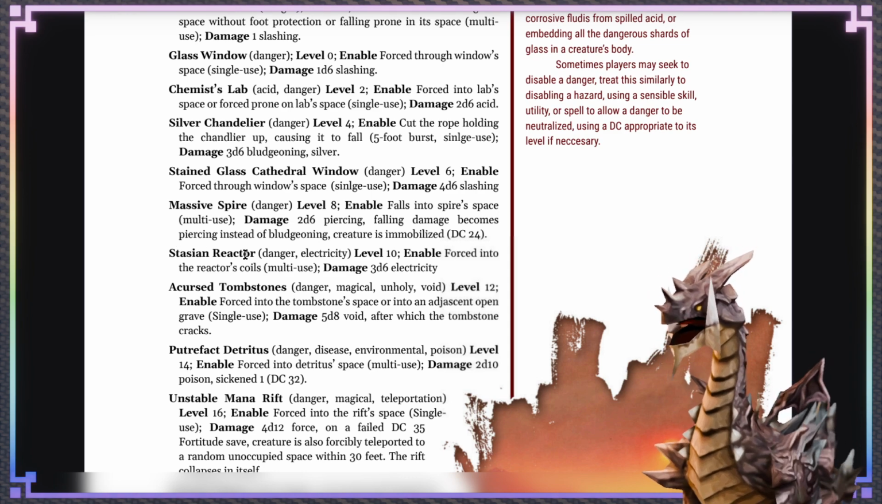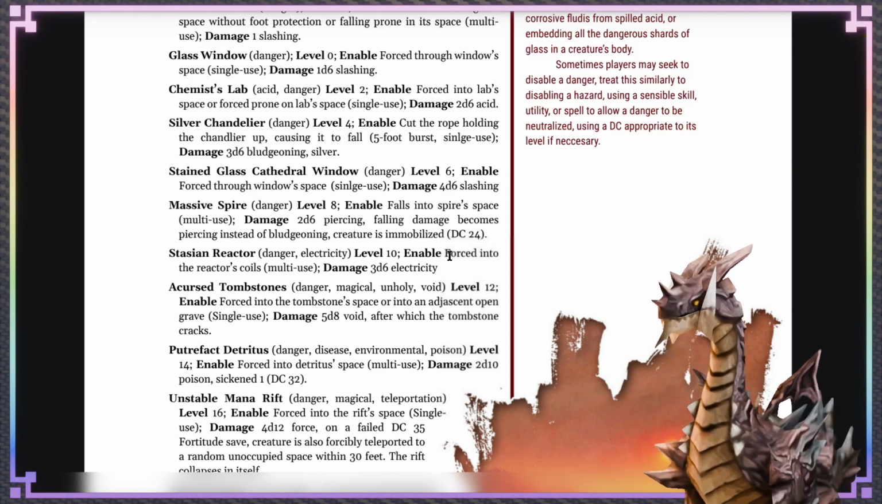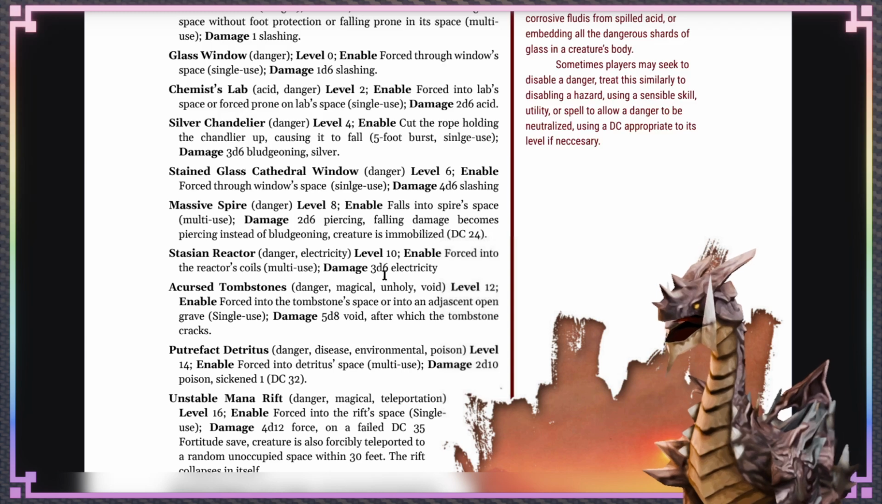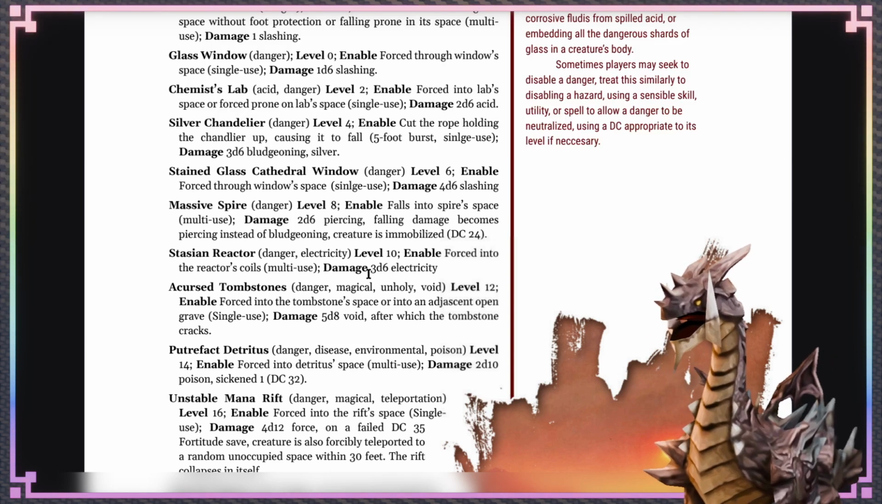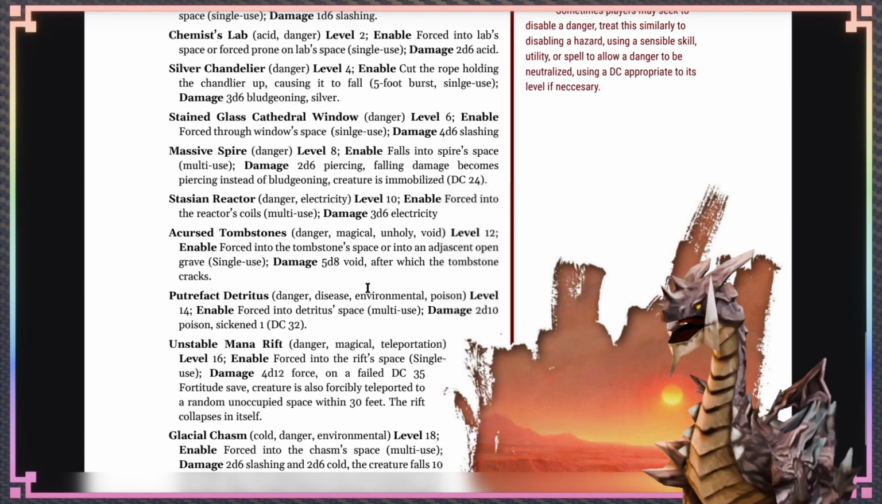A Stasian reactor. It's level 10 and has the electricity trait. To be enabled, you are forced into the reactor's coils, and this is multi-use, and it deals 3d6 electricity damage. Pretty straightforward, but most of these are not complicated. The more complicated ones here are just to set examples and show you some things that are possible and potentially intended to get your mind going for your own.